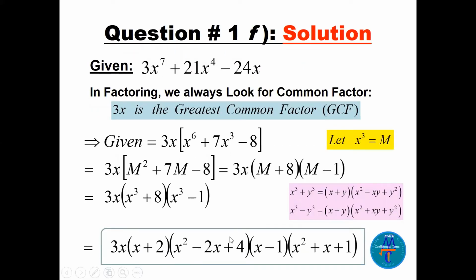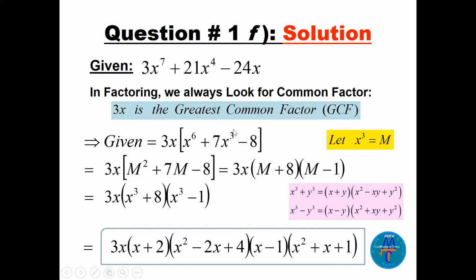See, the answer is so long. I will tell you why. 3x power 7, 21x power 4, 24x. This is a plus, this is a minus. Always we look for common factor. I see 3, 21, 24. So there is a 3 here. I see x power 7, x power 4, x power 1. So I take the smallest power always. So the greatest common factor is 3x. So I put it here 3x. Now what's left inside? x power 6 plus 7x cubed minus 8.